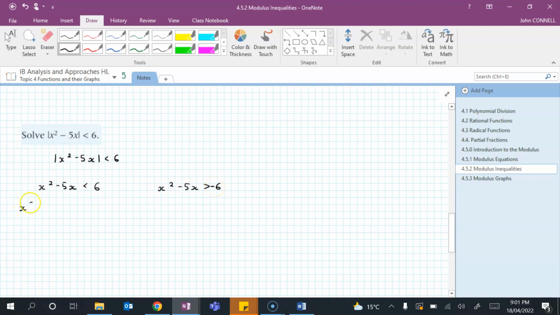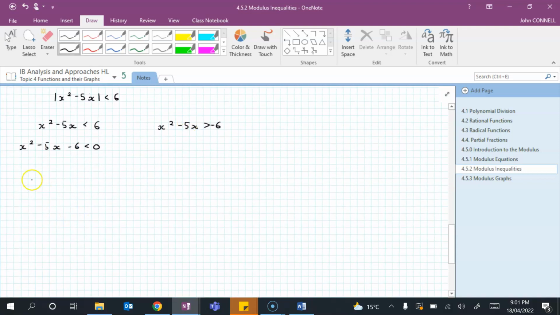Okay, so we've got quadratic inequalities. X squared take 5x take 6 has to be less than 0. So I start by finding my roots. So x squared take 5x take 6 equals 0. So if I factorize that, I get x take 6, x plus 1 equals 0. So x is equal to 6 and minus 1.